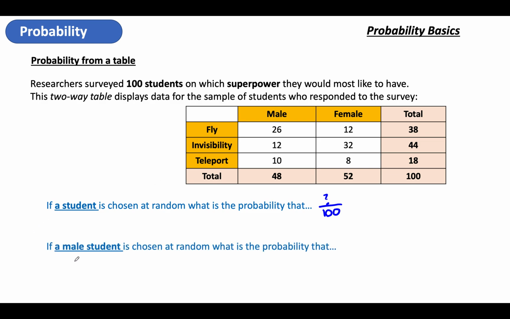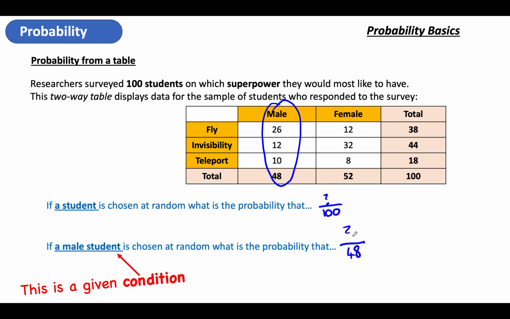Now, what I want us to get used to is this. Sometimes they will put a sentence that says, if a male student is chosen at random, what's the probability that... Well, this is different. They've put what we call a condition on here. This is a given condition that says that we know they are male. That means I can ignore all the females and just look at the males column. So my fraction here is actually going to be out of 48 because of this condition.